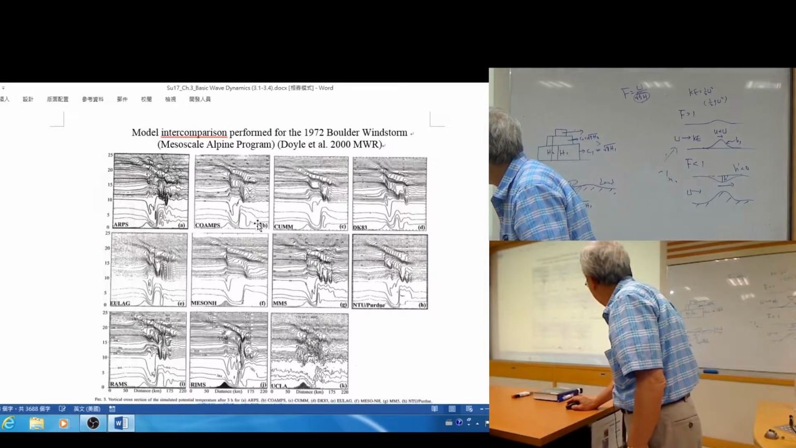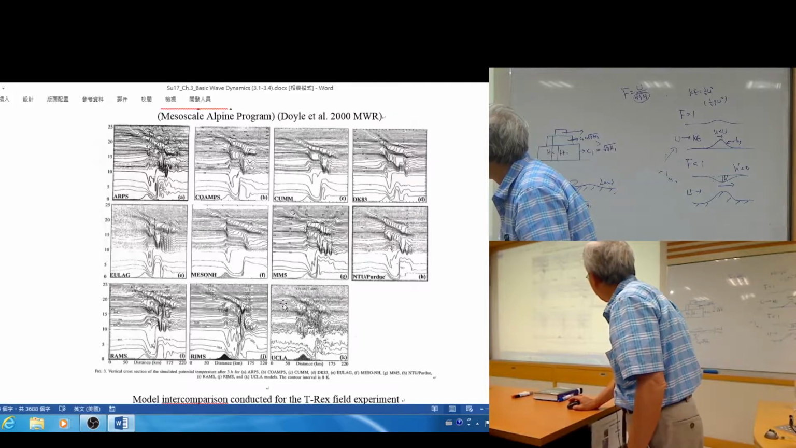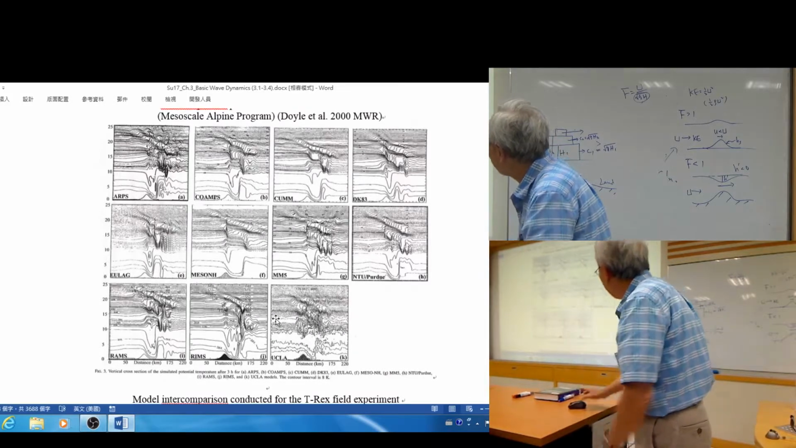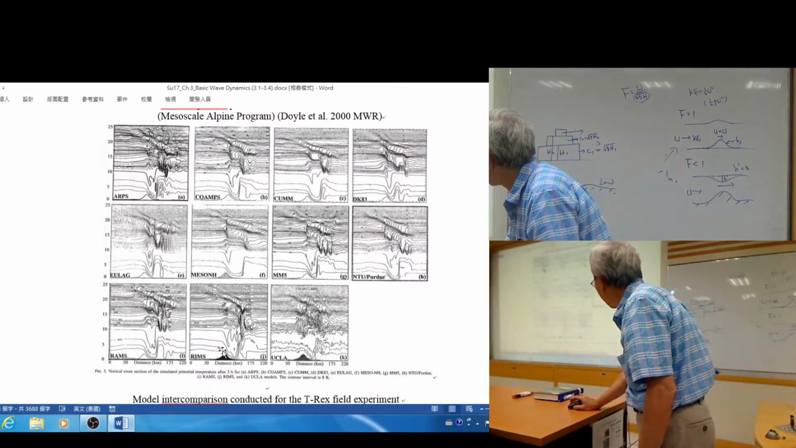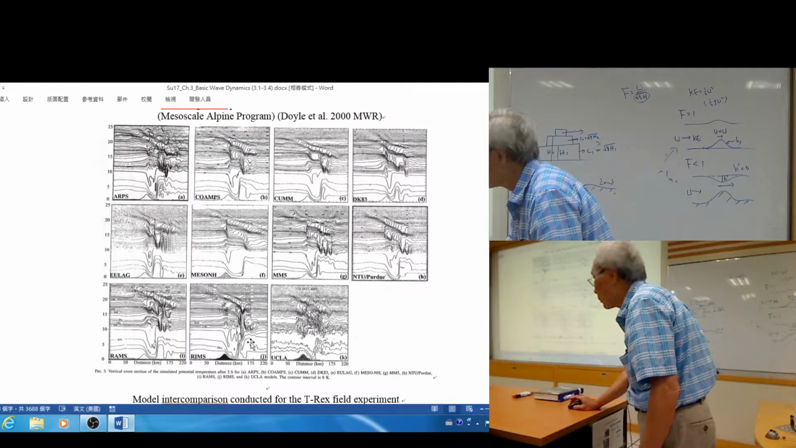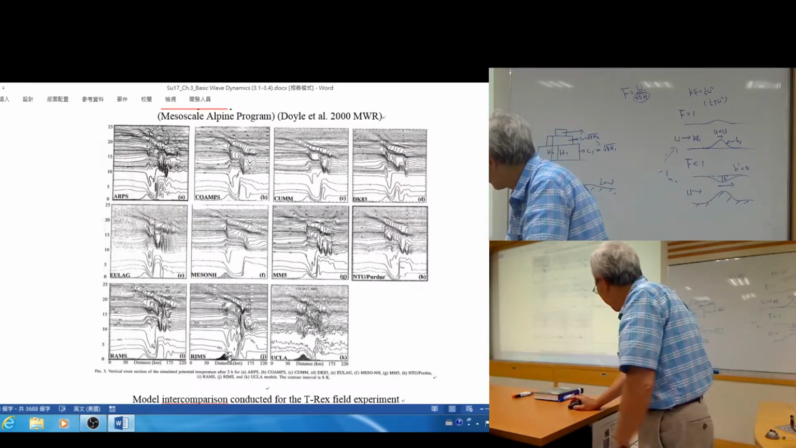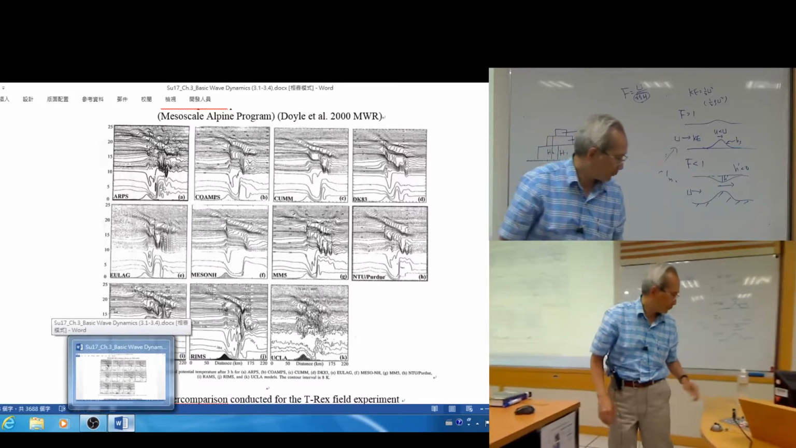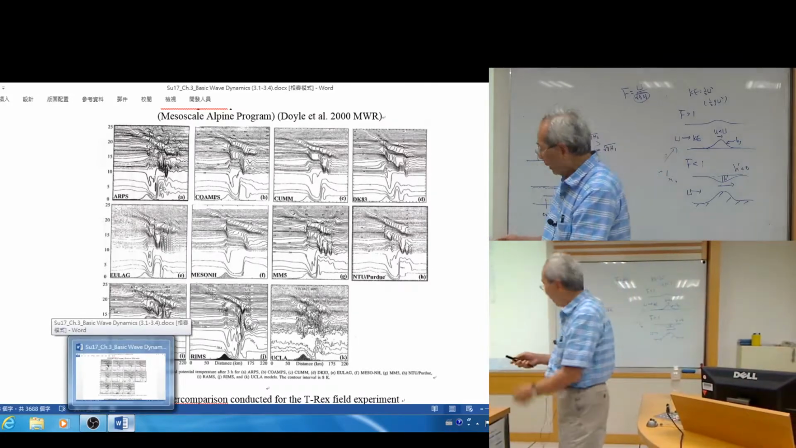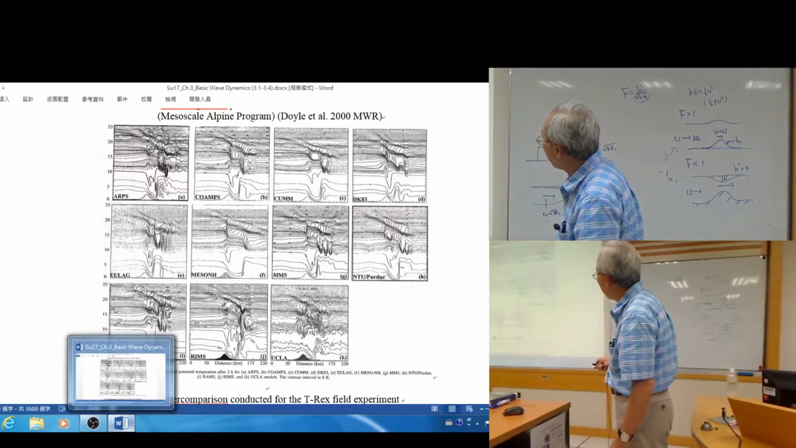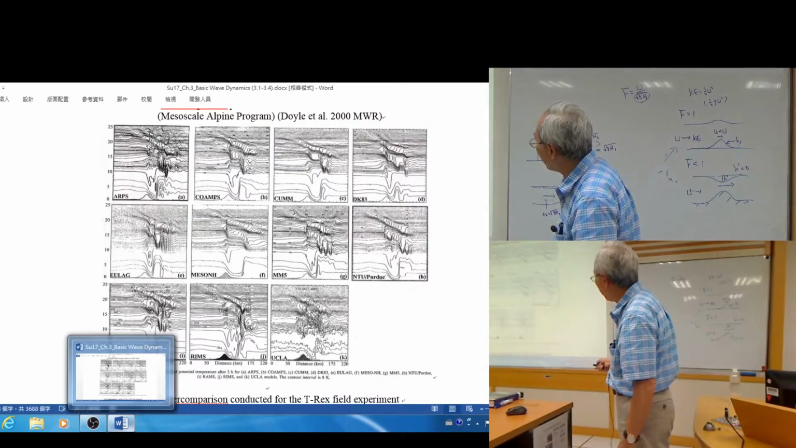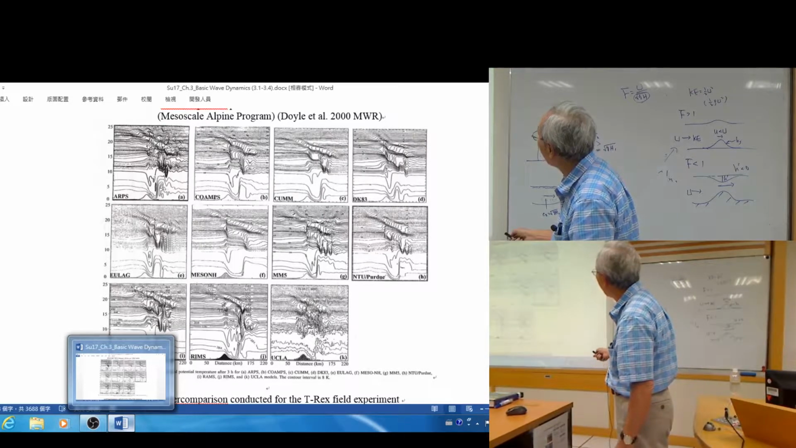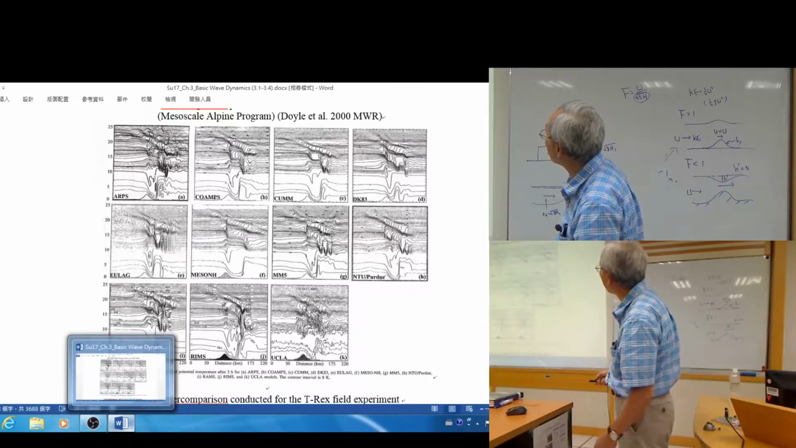You can see different models have different behavior, but normally they all develop a hydraulic jump. If you don't understand this hydraulic jump here, it's a severe downslope wind. So we can have the severe downslope wind, and then the hydraulic jump here. Almost everyone participated.